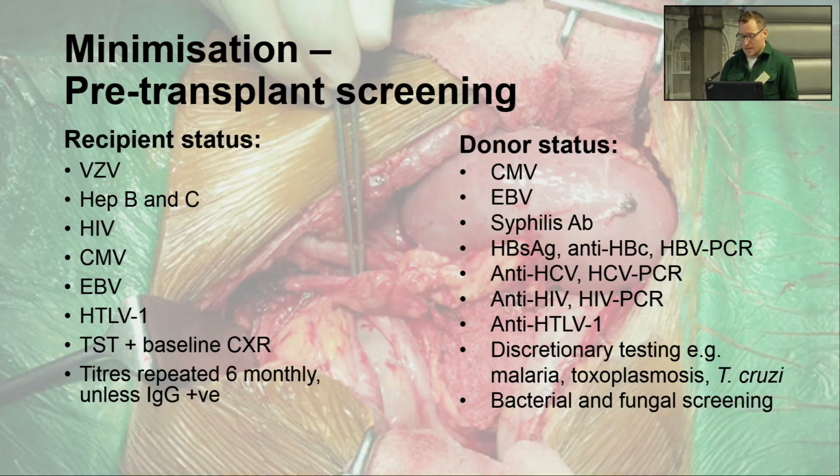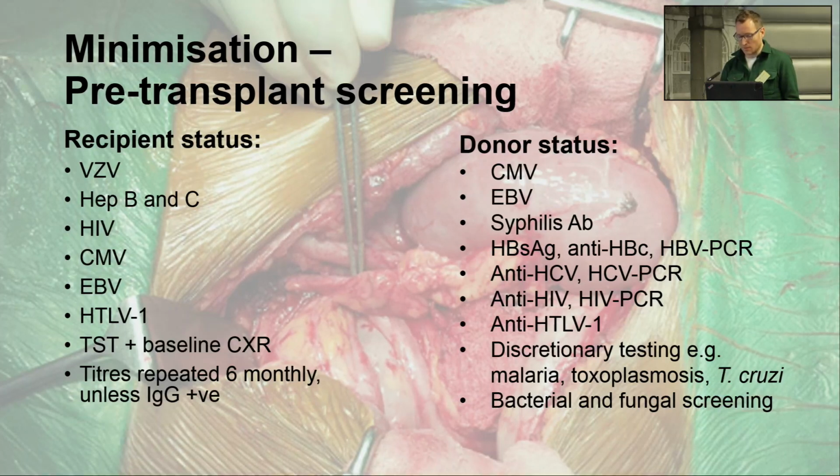We also do screening for TB, so tuberculin skin testing and a baseline chest X-ray, just to look for any evidence of pulmonary TB, and we would categorize patients depending on their risk for that as well. And you want to monitor their antibody titers over time whilst they're on the deceased donor waiting list, or whilst they're being worked up for a living donor transplant, just to see if there's any obvious change over that time. In terms of the donor status, there are all the obvious ones that we screen for.